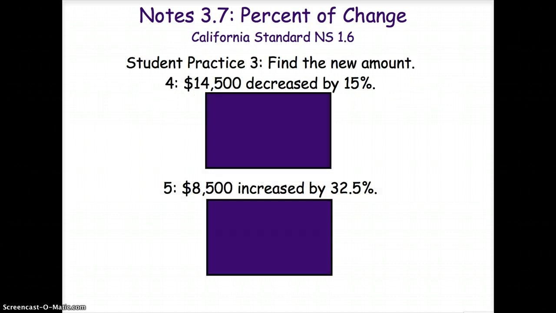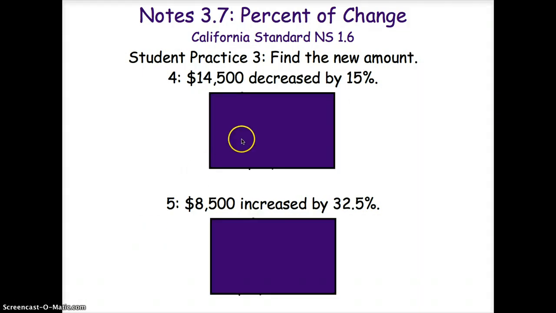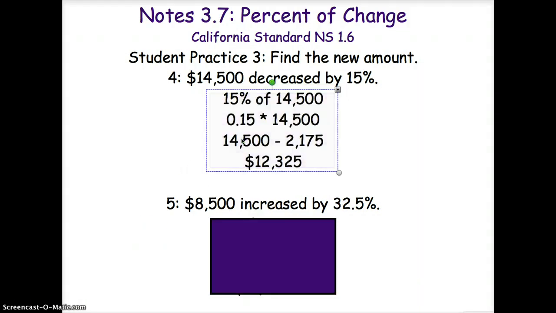Okay, go ahead, let's have you try this on your own. Student practice 3. We've got a decrease and we have an increase. Go ahead and solve, find your answer, press play when you're ready to see. Okay, let's take a look and see how you did. 15% of 14,500 is, you need to of course turn it into a decimal and multiply, and you end up with 2,175. Since they do say it's a decrease, that means we are subtracting, and we end up with 12,325. Next problem, we've got 8,500 increased by 32 and 5/10%.